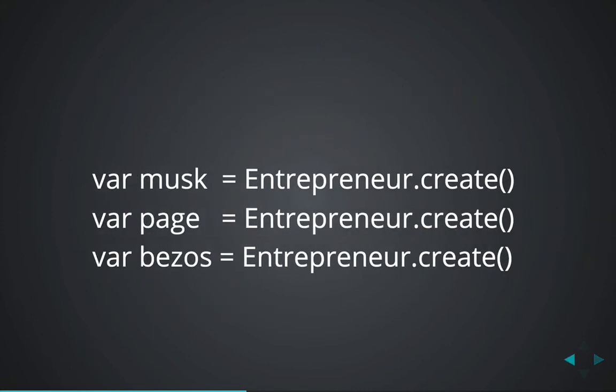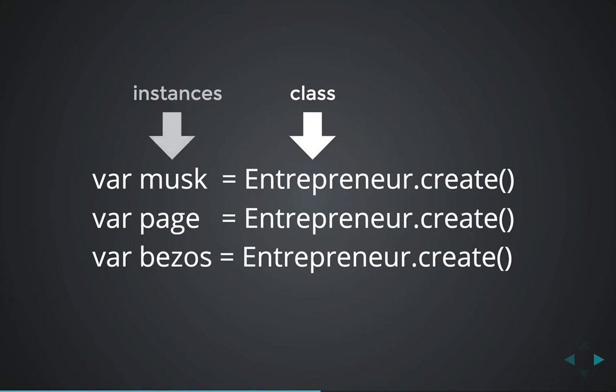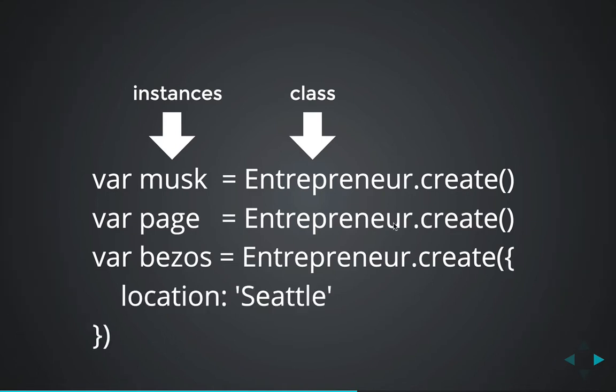So here are three examples of instantiation. You have the same class, and you're creating different instances. And they all share the traits that that class has given them. Of course, these properties that they inherit from the class can be overridden, as we see here where we're changing the location of one of our entrepreneurs. We can also change it later on when we're working with the instance.